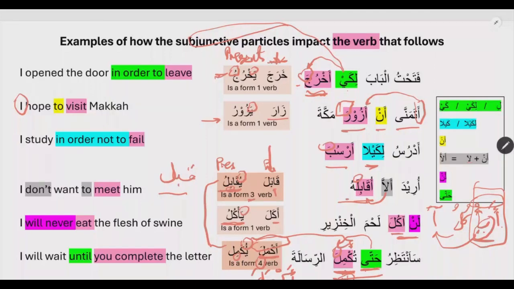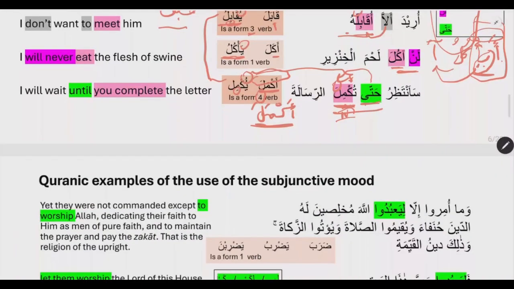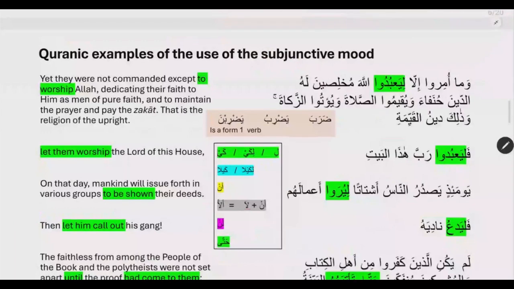So in summary, these are the particles that you must remember: li, ki, meaning the same thing, la is the negative of it, an and allā, and lan and hatta. So we'll see this particular block appearing many times over in the next few slides, just because this is one of the features you're looking for. And once you see these words appearing before a verb, then you know that the verb is probably in the subjunctive mode. Okay, all right, so Quranic examples of the subjunctive mode.